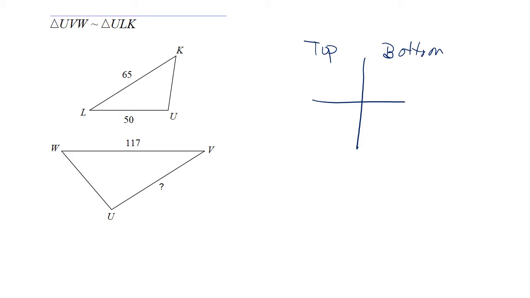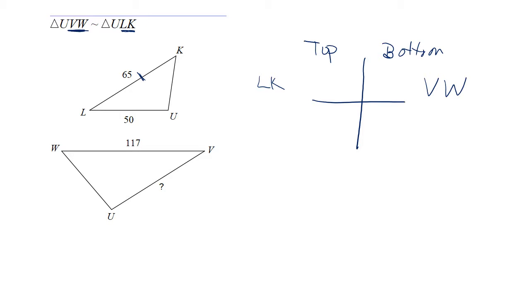Now I'm going to find the sides that I need to use. If I look at the top one, I see that I've got side LK. So I'm going to mark it here off to the side. Now I need to figure out what side matches up with LK in the bottom triangle. So I'm going to go to my similarity statement. Here's LK. So that's middle and last. So I need middle and last here. So that would be VW.